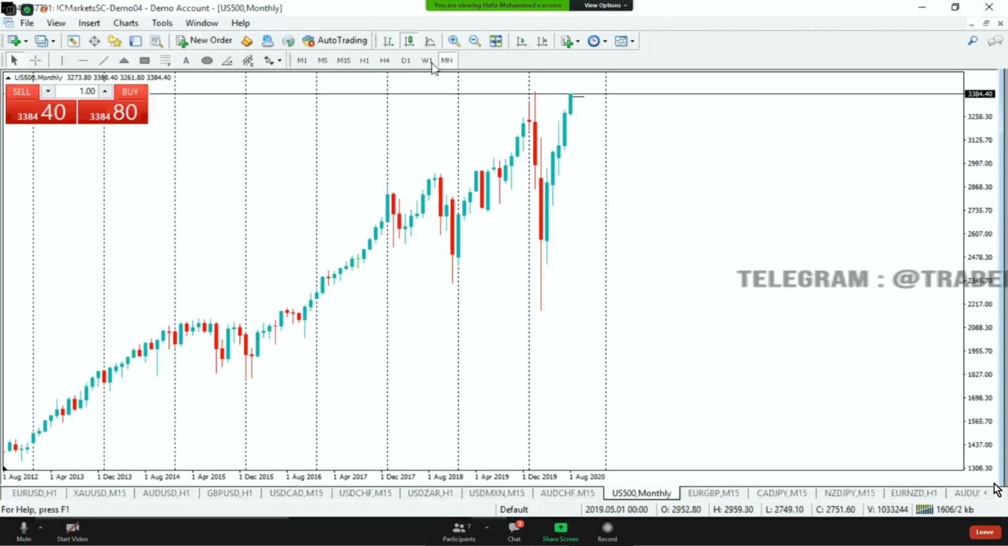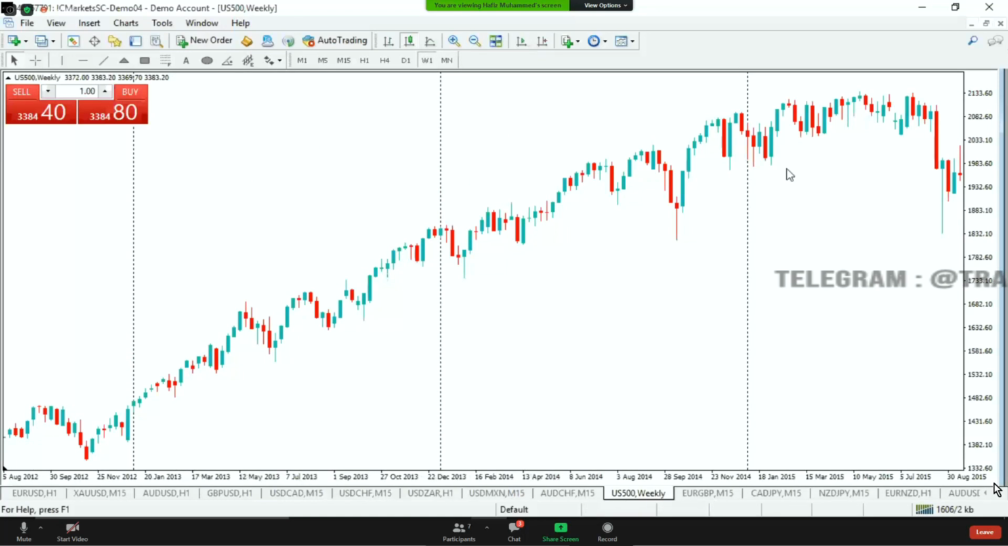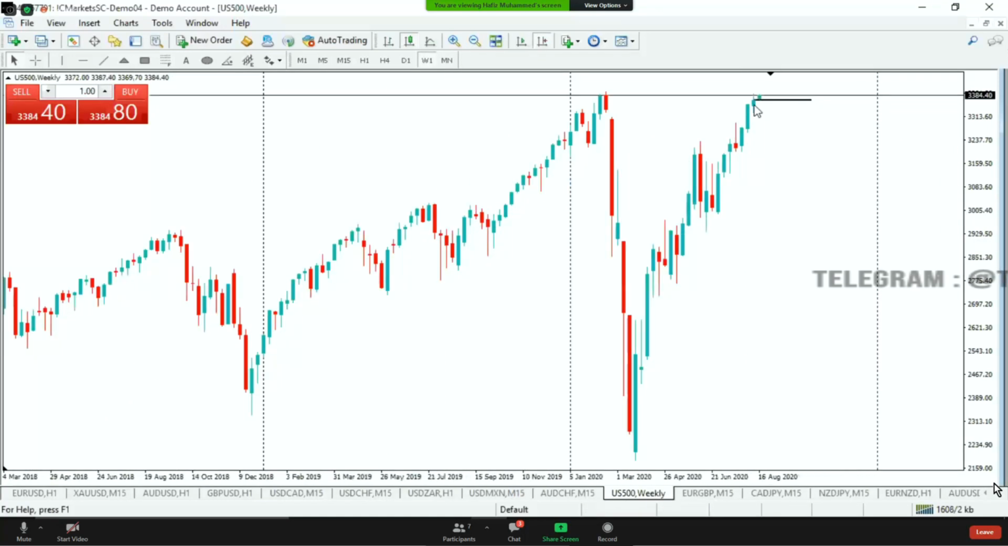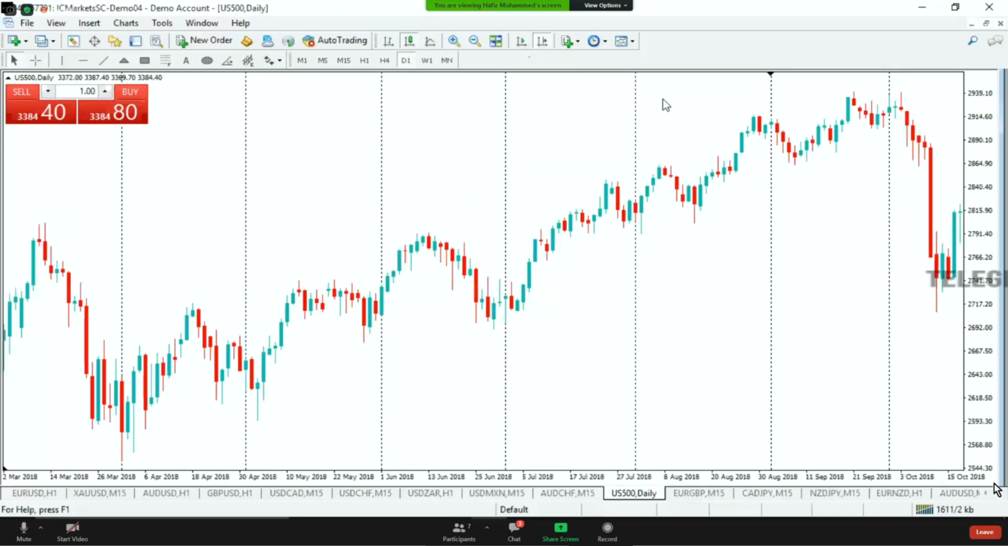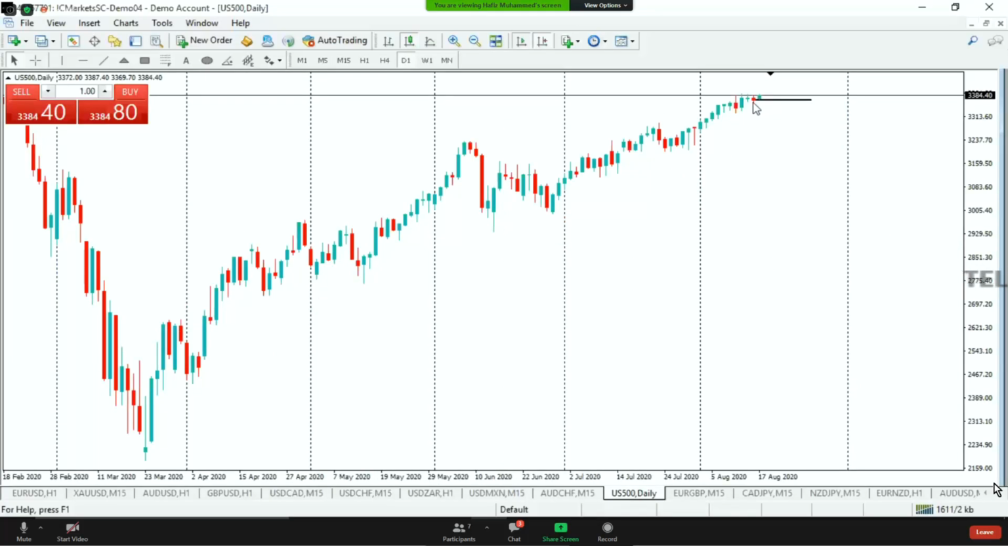Let's go to the weekly. The current week is bullish. The previous week was also bullish. And then we go to the daily. The previous day was bearish, right? So the bearish candle is just a retracement. In other words, we anticipate that the next candle will be a continuation.